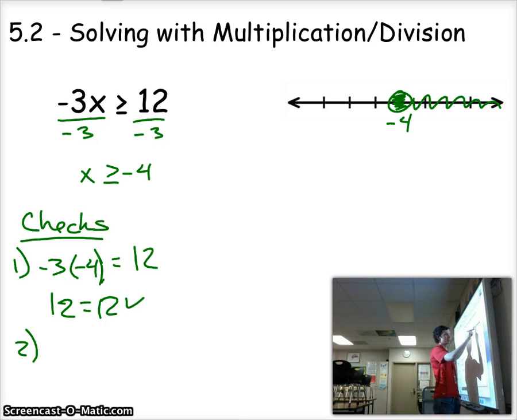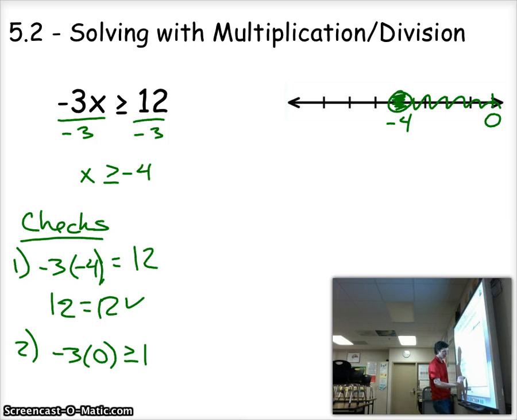Second check, pick any other number. So that's negative 3, negative 2, negative 1. Let's go with 0. 0 is nice and easy, right? So I'd have negative 3 times 0 is now greater than or equal to 12. Well, negative 3 times 0 is 0. Ooh, look what happens. 0 is not greater than 12. So we actually have something going on here.